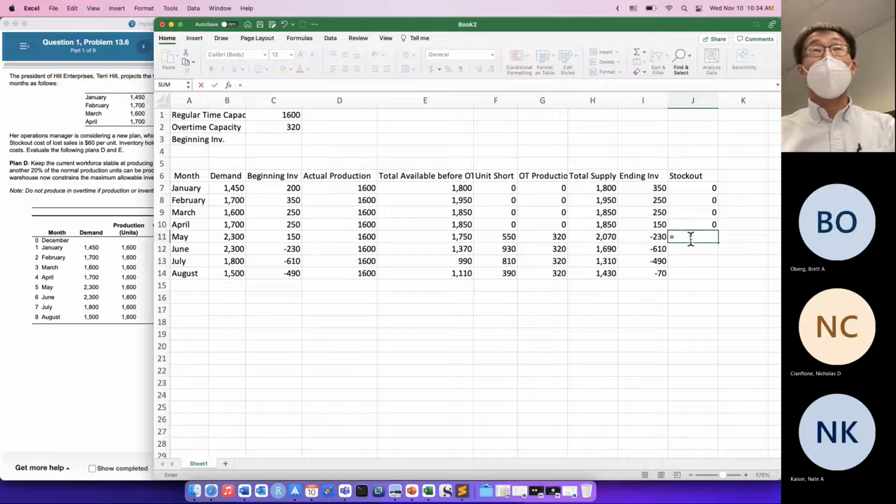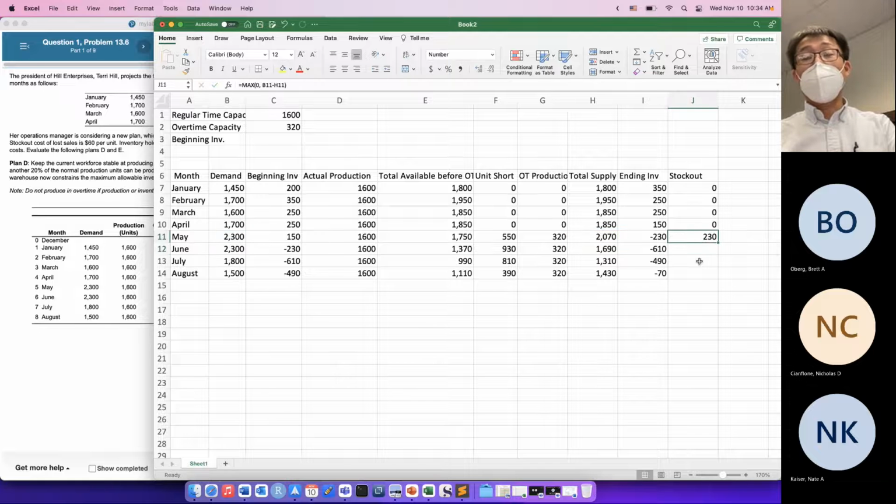I think it's going to be the maximum between 0 and the shortfall, because stock out only happens when the demand is greater than the total supply. If the demand is smaller, no stock out. This will be a negative number. Therefore, this equation, when evaluated, will return 0. But here, we're getting 230. So what did I do? Yeah, I did it correctly. So this part will need to be fixed into 0.